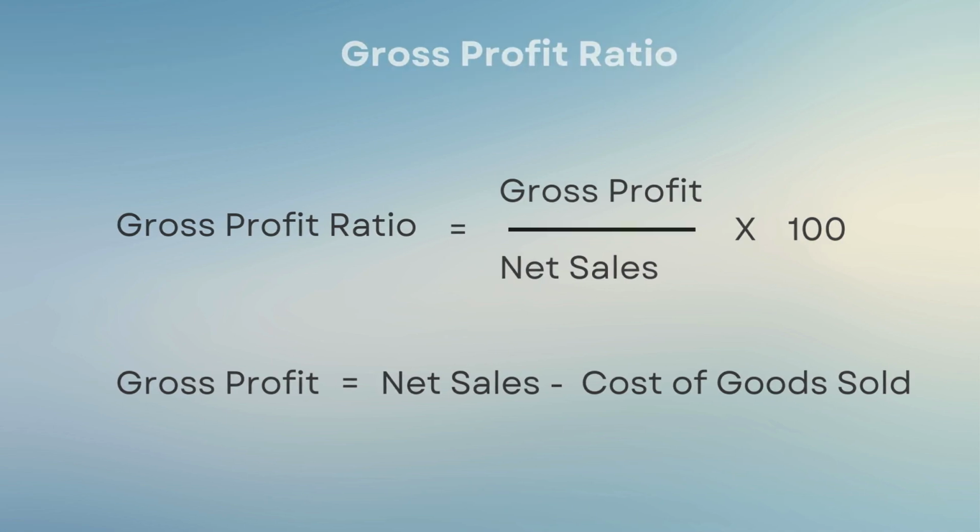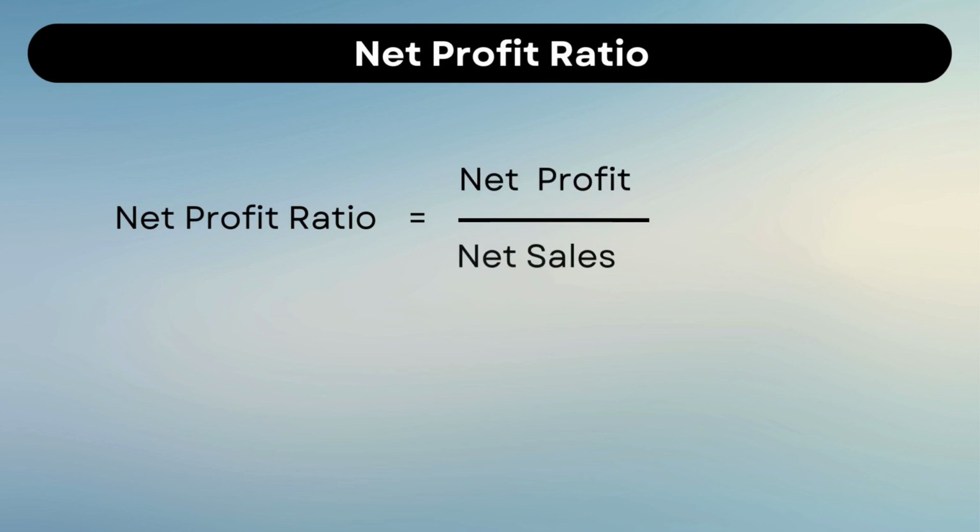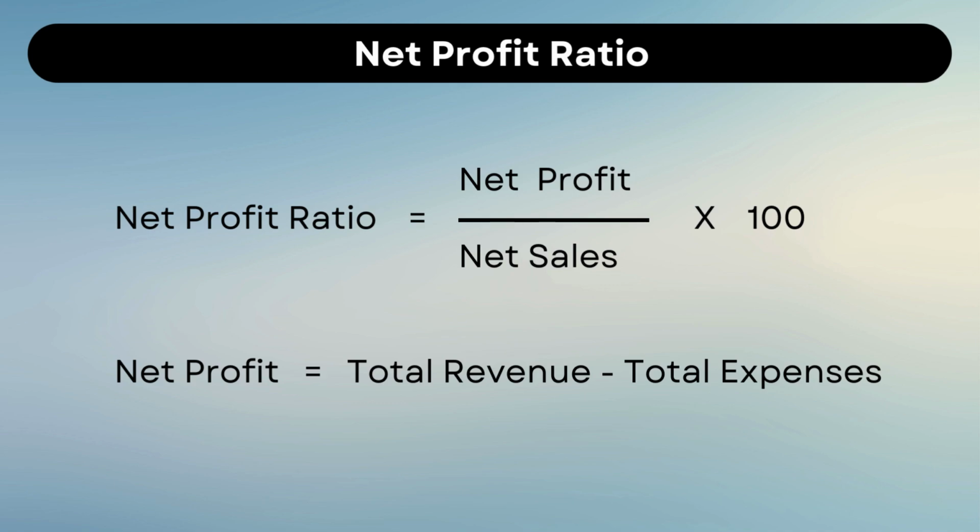Next, we have net profit ratio. Net profit ratio is equal to net profit by net sales into 100. Net profit is equal to total revenue minus total expenses. This ratio shows the percentage of revenue that remains as profit after all expenses, taxes, and interest are paid.